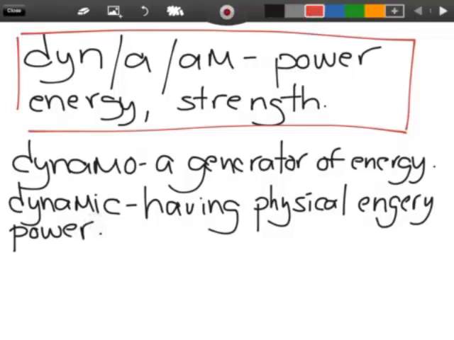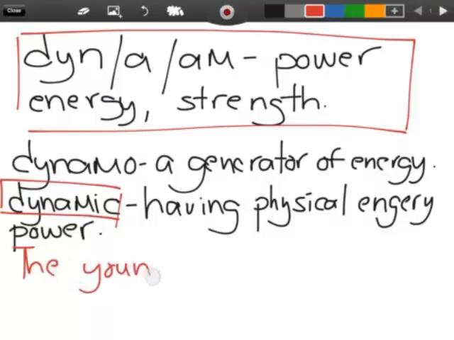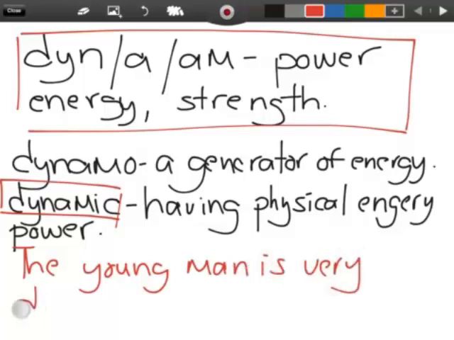I'm going to go ahead and take this word dynamic and use it in a sentence. The young man is very dynamic.